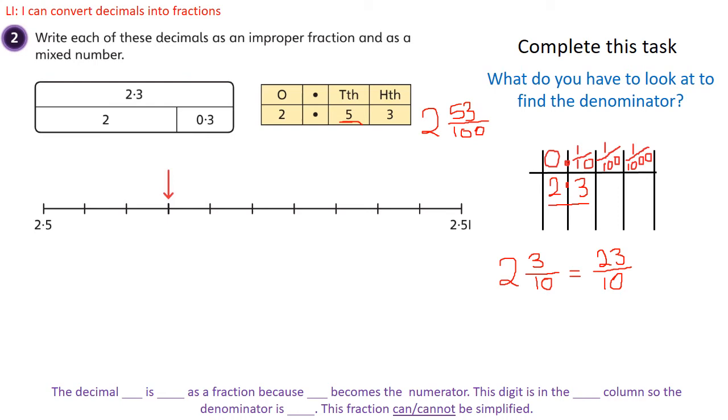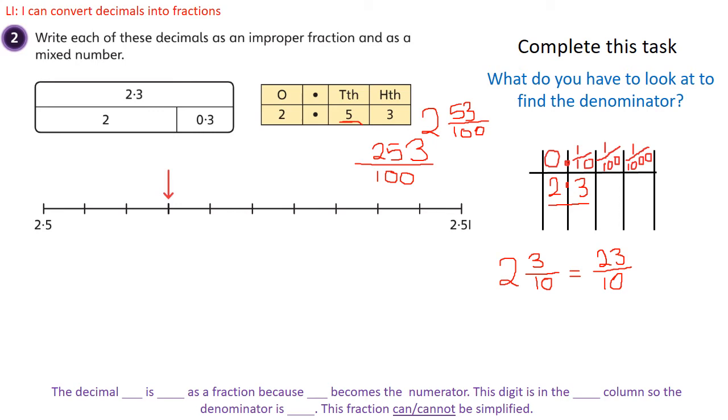But what about as an improper fraction? Our last column is still the hundredths column, but we're incorporating that 2. That 2 is showing us 2 wholes, and in every whole, we have 100 hundredths. So there's 200 hundredths there, plus 53 hundredths. So 200 plus 53 will give us 253 hundredths.